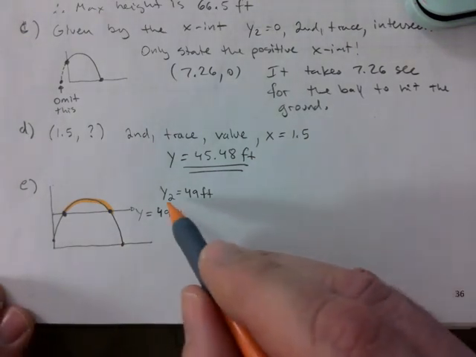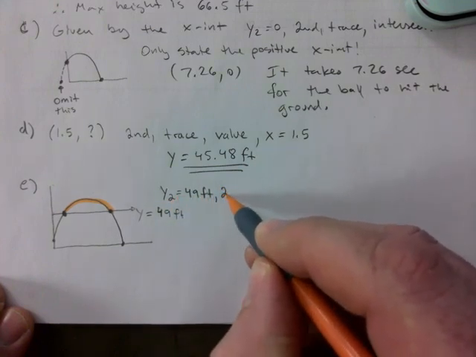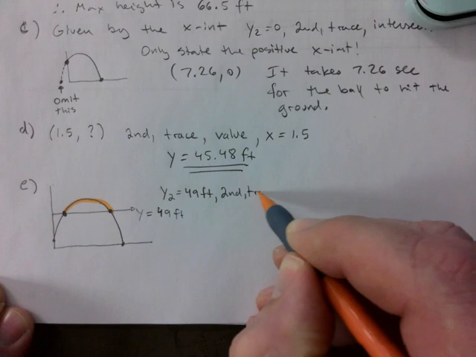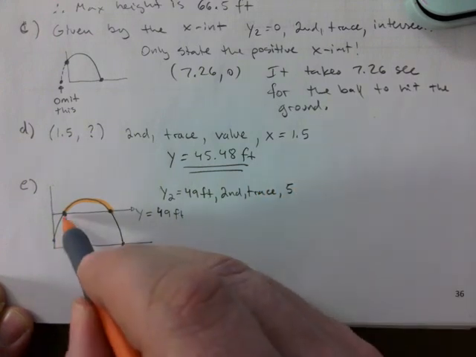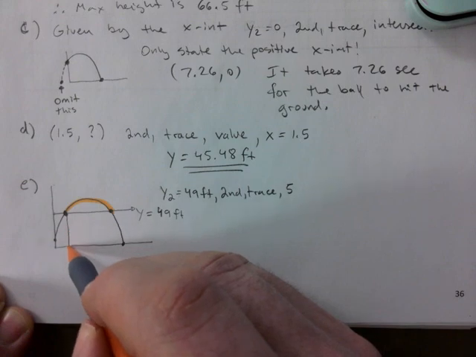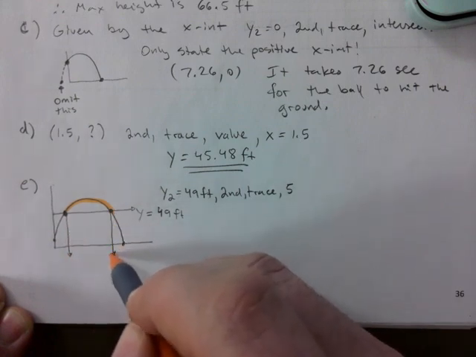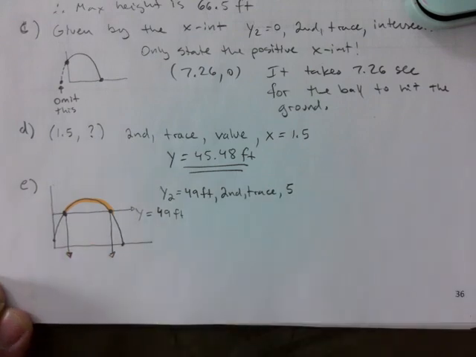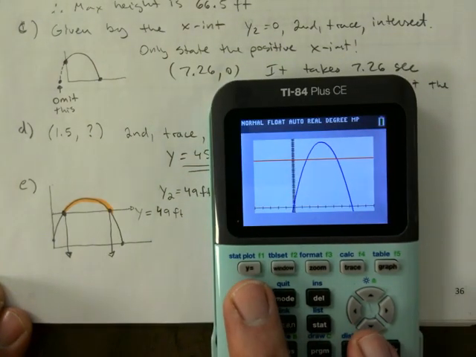So what we're going to do is set y2 equal to 49, and then go second, trace, intersect. We're going to find both of these values and write them down here. But make sure you state them to 4 decimals, because we're not done yet. We're going to do something with those numbers. So you go ahead and do that.